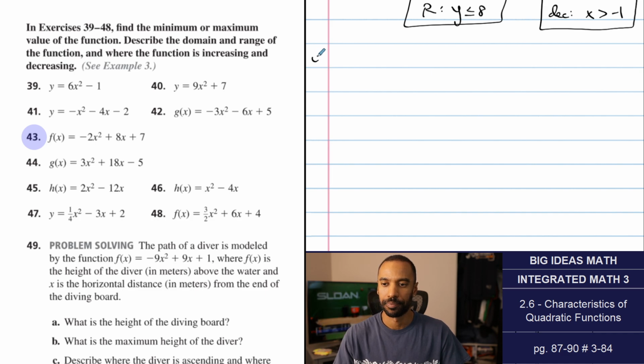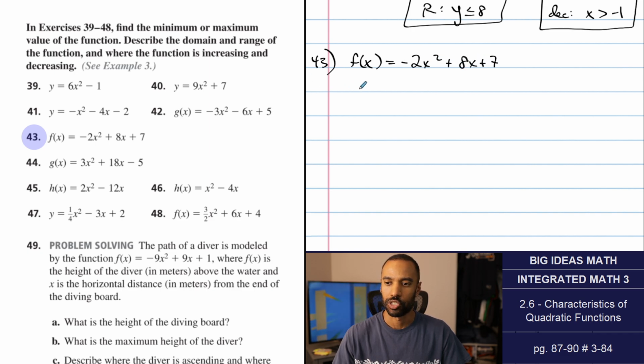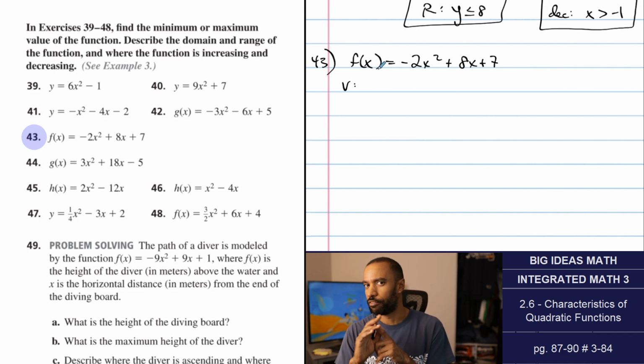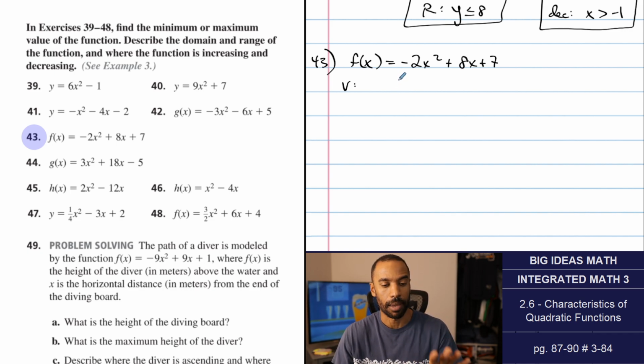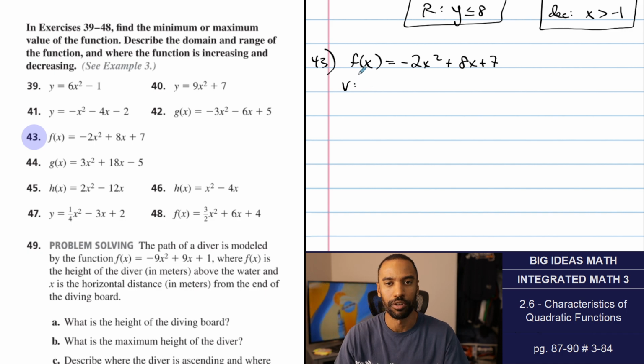Number 43. F of x equals negative 2x squared plus 8x plus 7. Let's start with the vertex. Vertex really reveals almost everything we need to know about the problem. Let me try this without the visual of the graph, see if you guys can follow along with it. Actually, I'll do this one more time like this. After that, we'll stop using the visual. First half, visual. Next half, no visual.